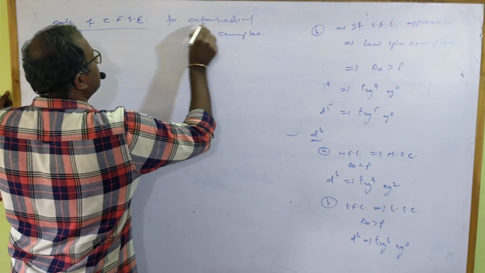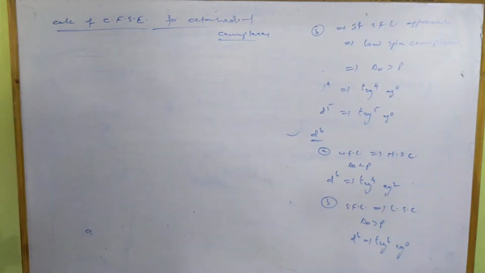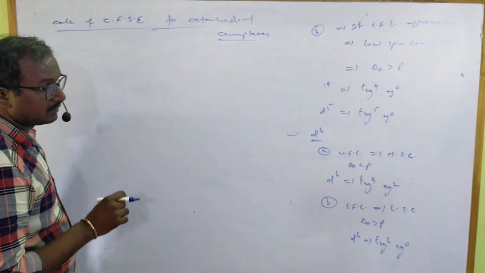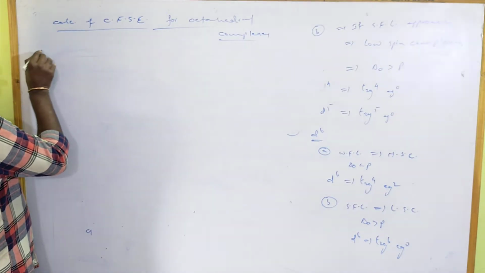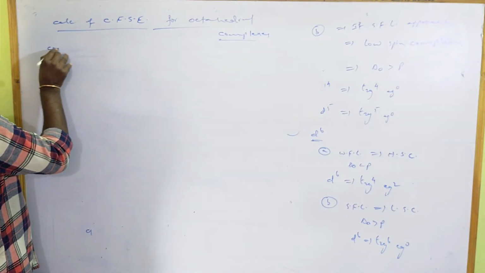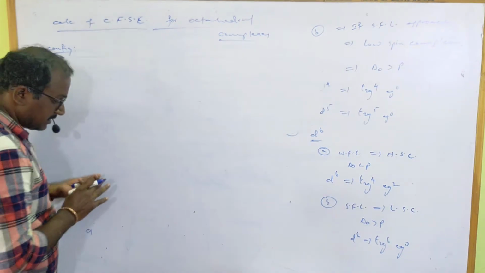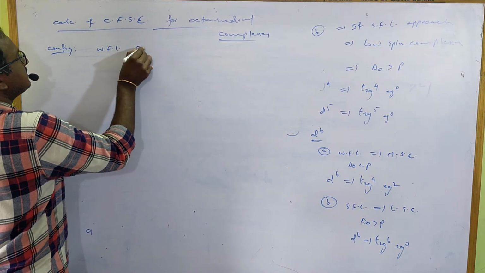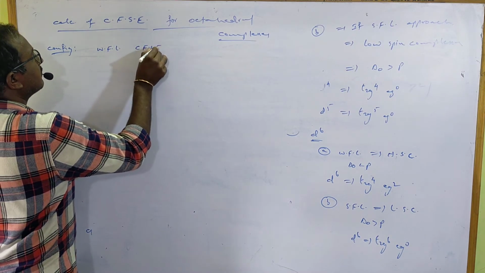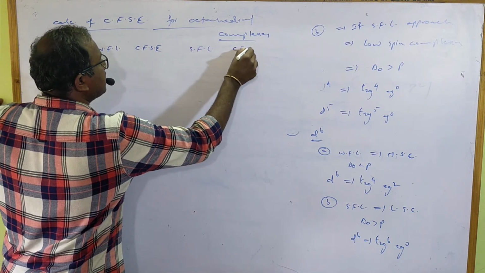The last topic, it will be completed in just 5 minutes. It's important. A question will come directly from this point. From anywhere the question may come, but let us see. First, I am writing it table-wise. It is a configuration. And next, if a weak field ligand is there, what is the CFSE? If a strong field ligand is there, what is the CFSE?